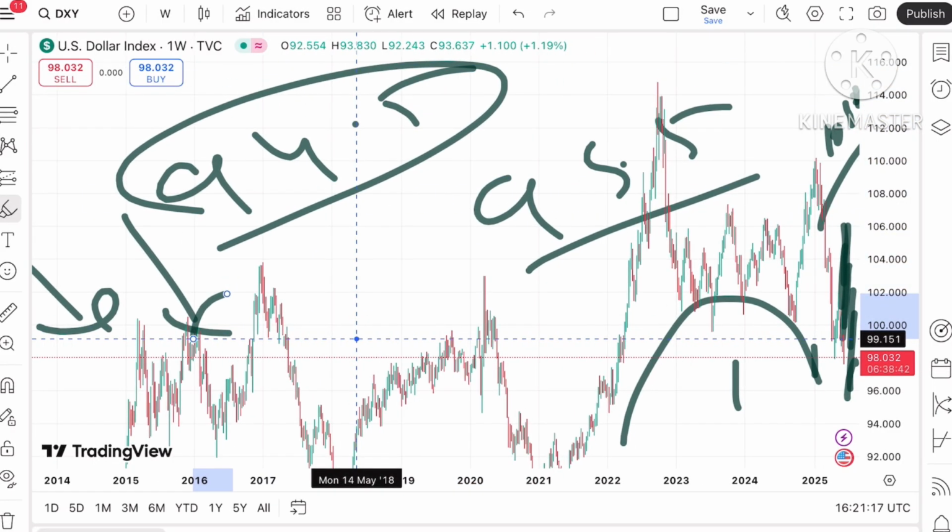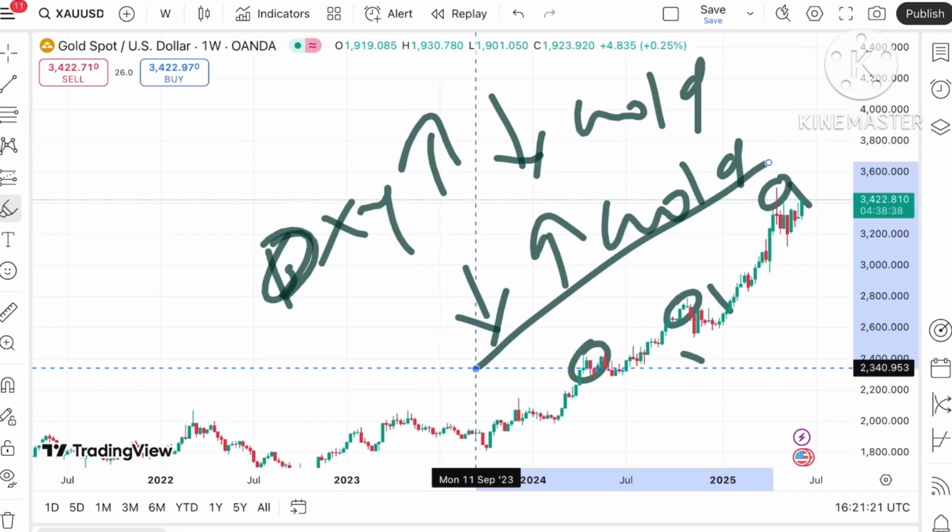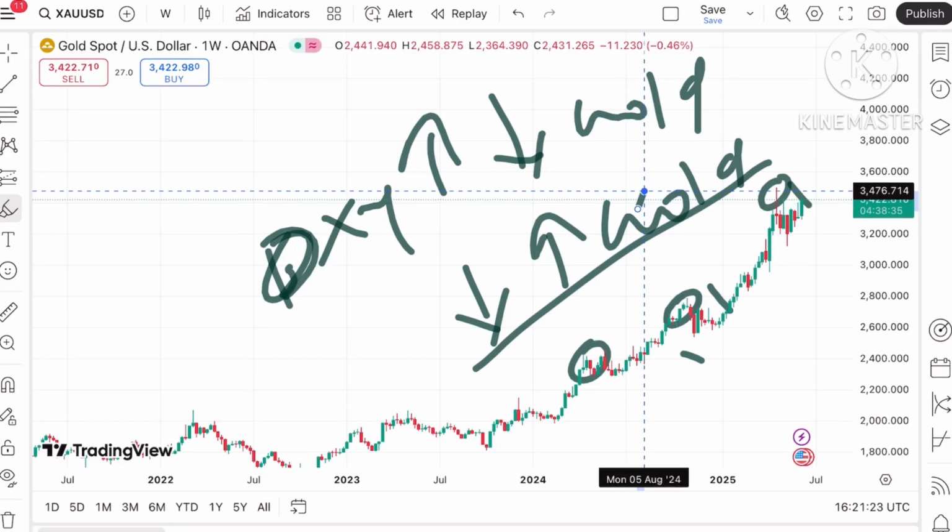Okay, and if that didn't sustain, a further fall. Now coming back on the gold price, what we can see, as I've already explained, is that the dollar index is inversely related to gold.